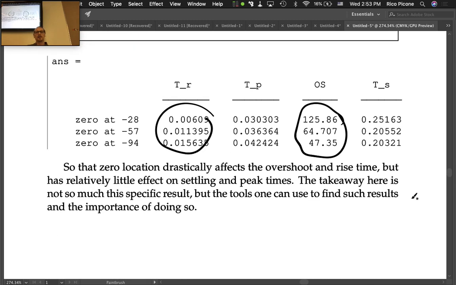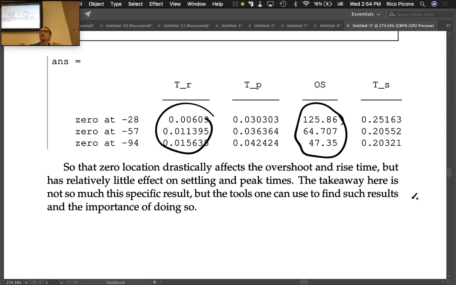So the zero location drastically affects the overshoot and rise time, but it has relatively little effect on the settling and peak times. The takeaway here is not so much the specific result, like where the zero is affects this quantitative amount, but the tools one can use to find such results and the importance of doing so.